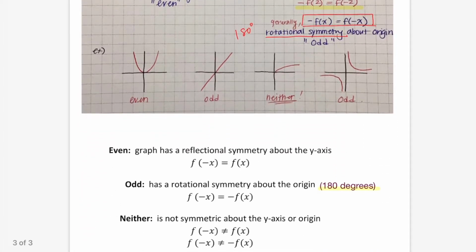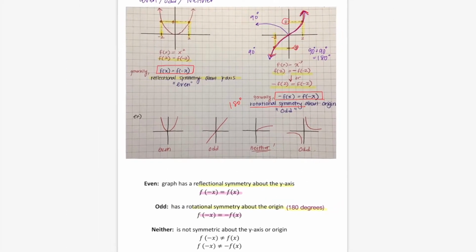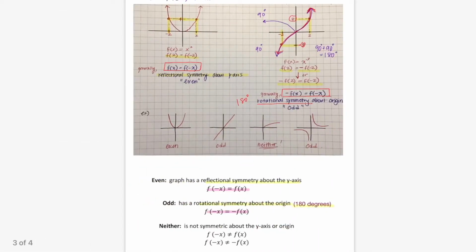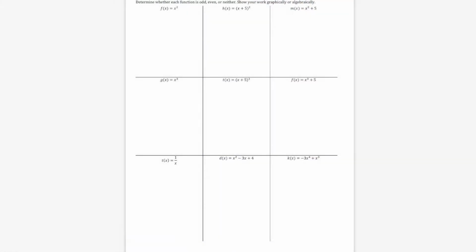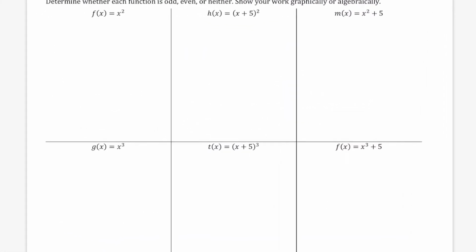Okay, so then putting it together, we have both the even and odd function definitions in graphical terms, as well as the algebraic terms. And of course, we have functions that are neither of those two. So then looking at some examples. Let's determine if any of these functions are even, odd, or neither. You've seen this in class, so this could be repeated practice.